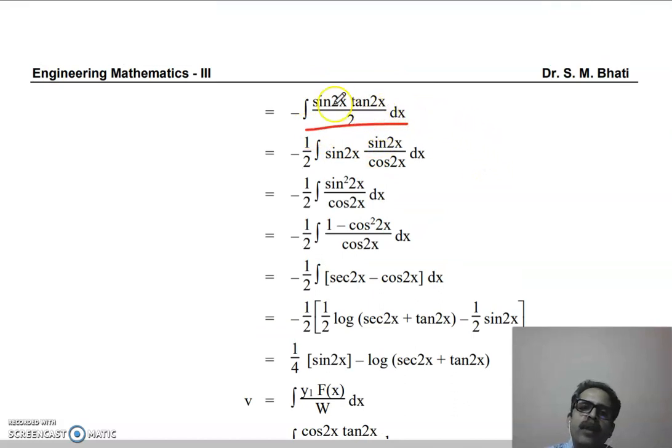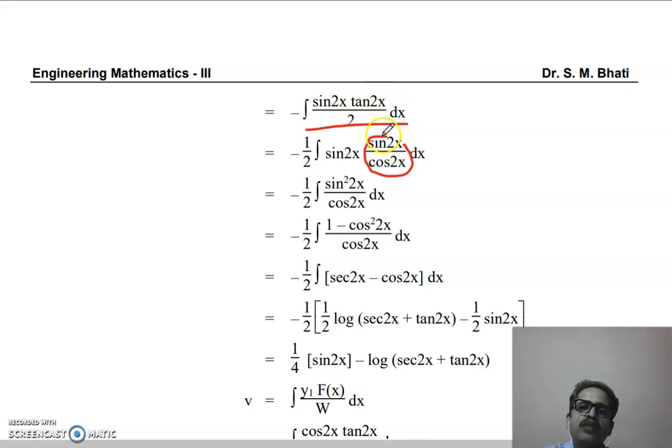Here you can see that sin 2x and tan 2x are both trigonometric functions of the same family, even if there is a product. So we have to make this expression simple so that integration will be possible. You know the definition of tan theta, it is sin theta by cos theta. So we write the definition of tan theta here and apply it.